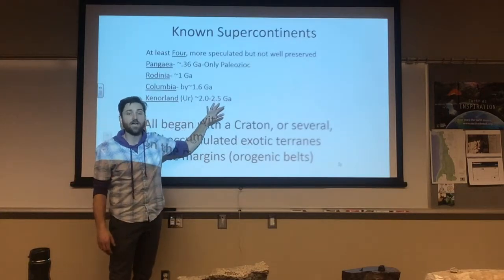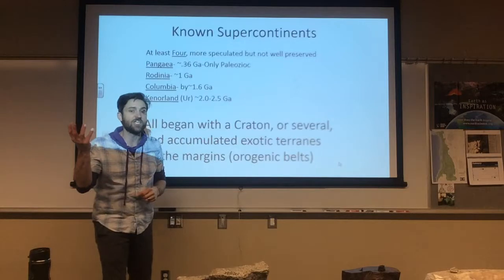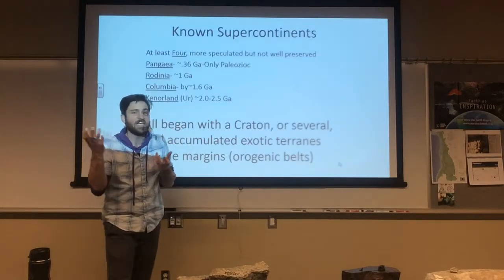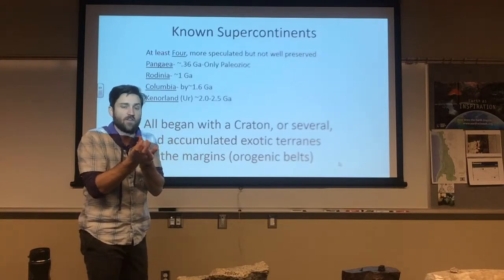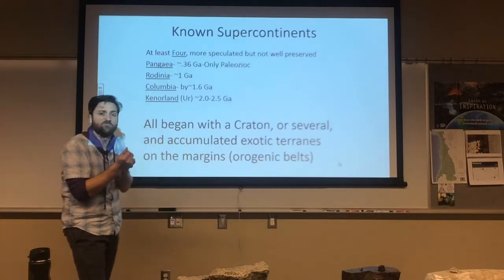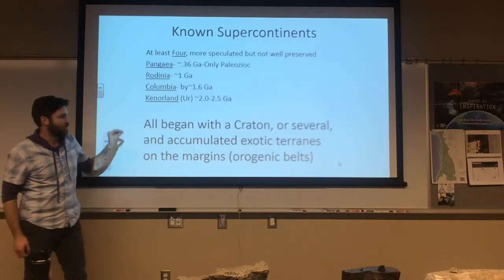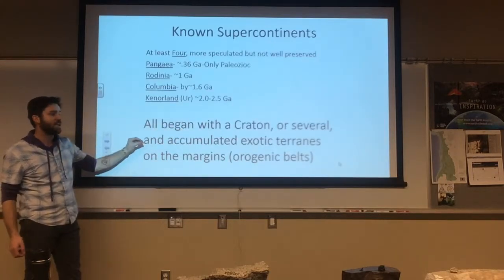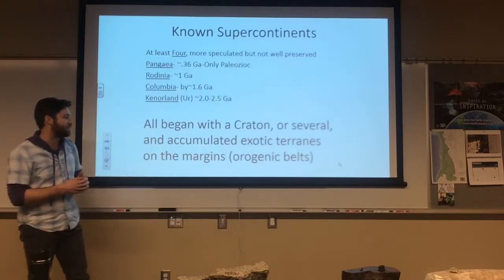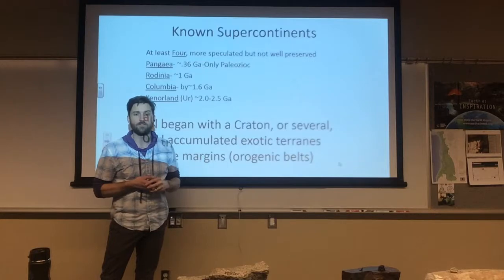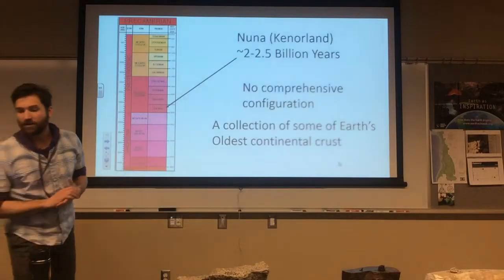Maybe the first and the oldest supercontinent, that's like the rest, made of granite cores. Remember, in this Archean time period, there are TTGs, little bits of granite that are floating around. So if there is a supercontinent, it's just tiny little bits of granite that are colliding together. It all begins with a craton or several cratons that accumulate exotic terrains on the margins, as these orogenic mountain belts. Okay? Let's take a look at some of these.